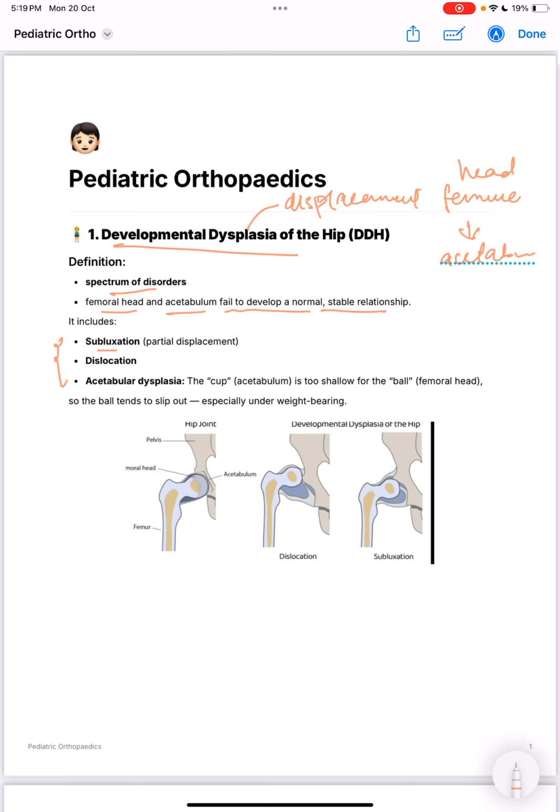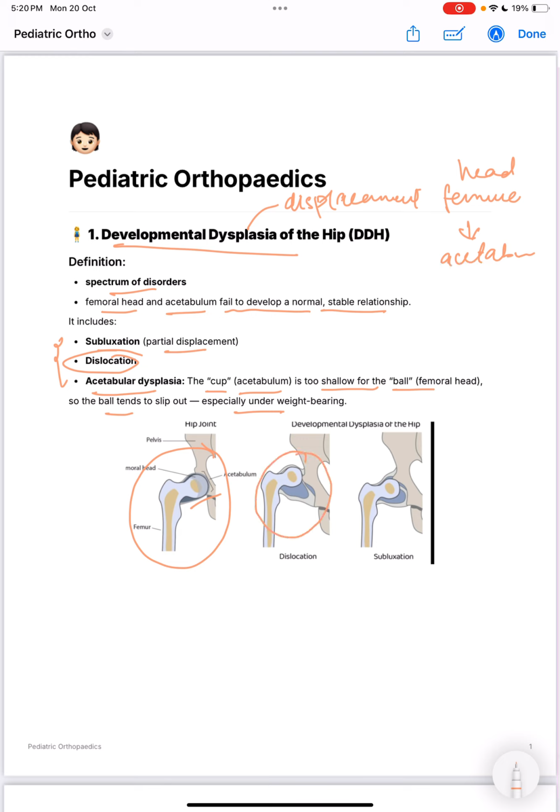Either it can be subluxation, which is partial displacement, or complete dislocation, or acetabular dysplasia, where the cup, yani acetabulum, is too shallow for the ball or the femoral head. So the ball, yani the femoral head, slips out, especially under weight bearing. So let's look. This is a normal articulation between acetabulum and femoral head.